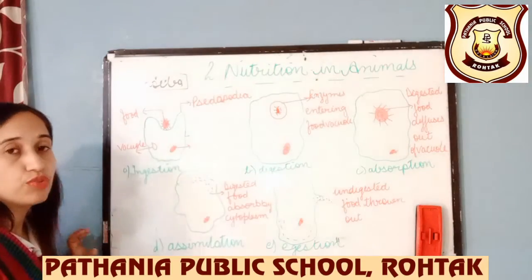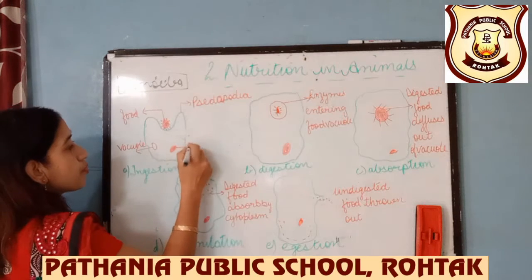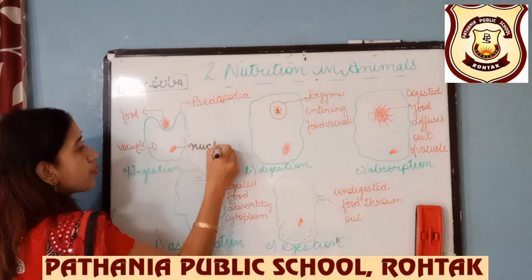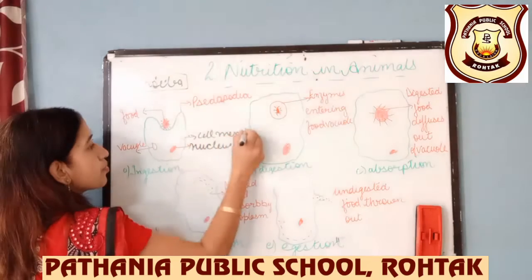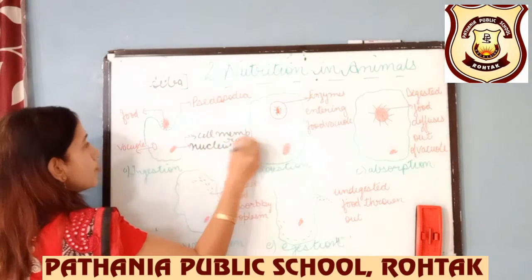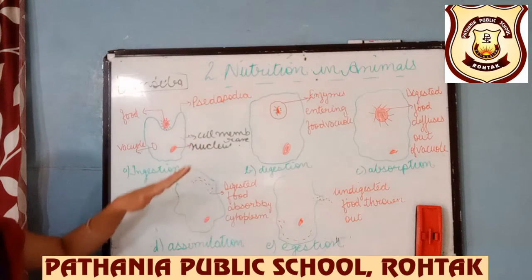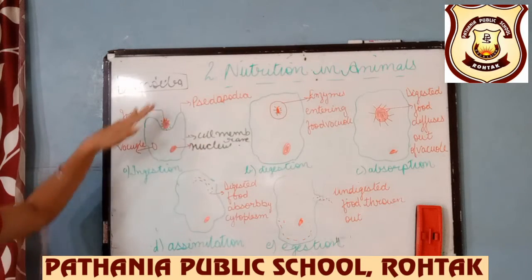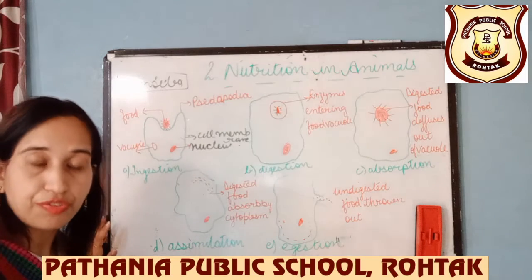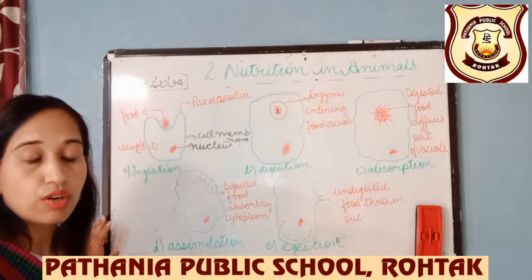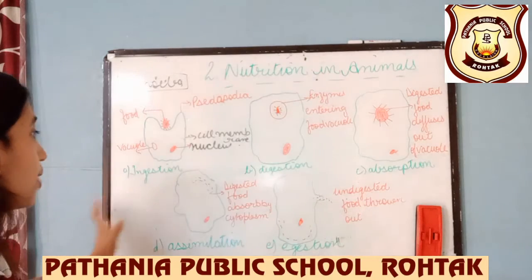Now this is the vacuole where the food is stored. This is the nucleus. This is the cell membrane of this amoeba. So this ingestion is clear now. The food was engulfed with the help of pseudopodia. It's a false foot. It is also used for the locomotion of this amoeba.